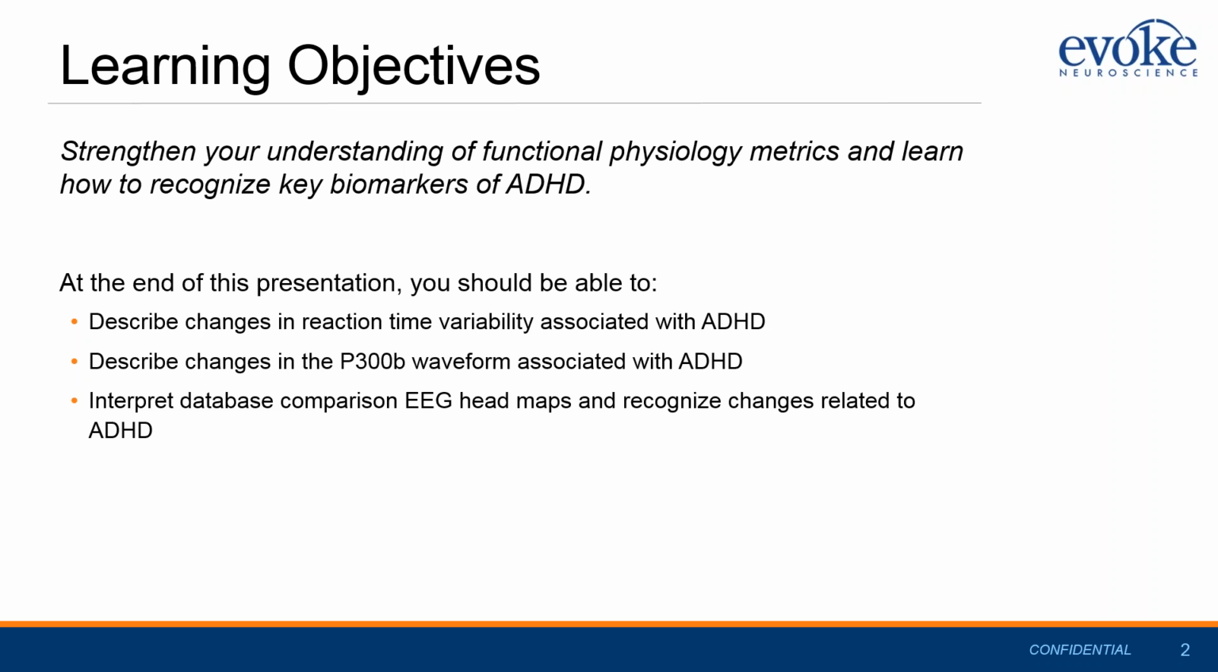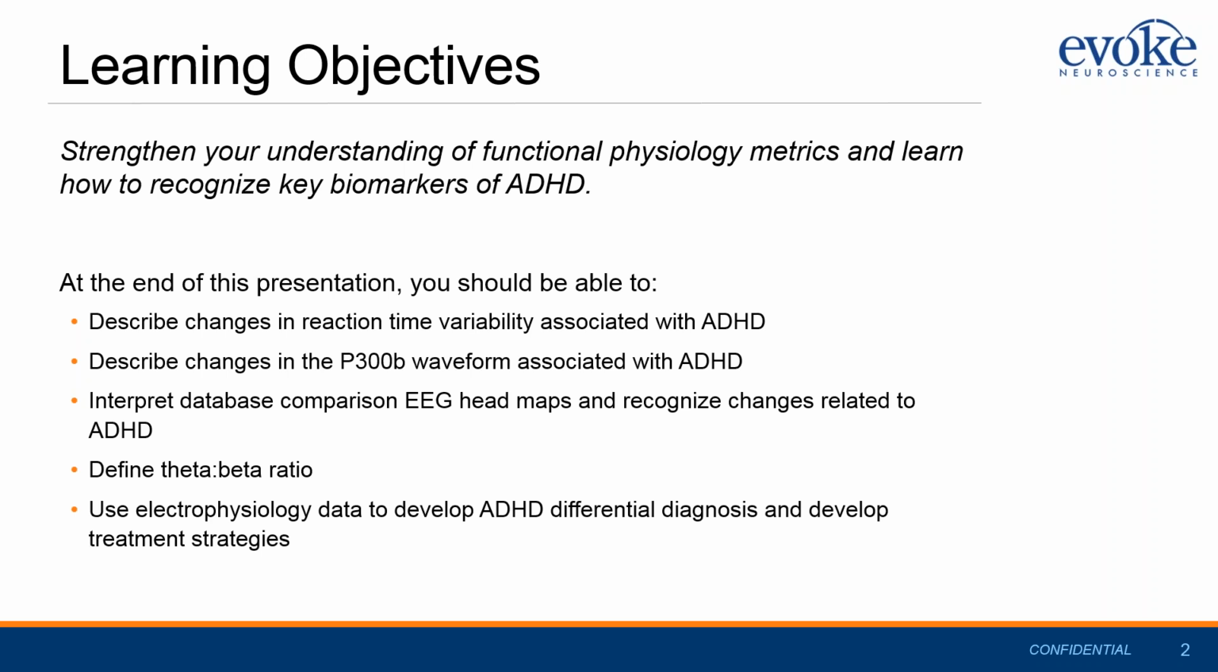We want you to interpret database comparison EEG head maps and recognize changes related to ADHD. We'll be defining the theta-beta ratio. That's another metric that might be new to you that we'll be reviewing today. And in the end, we want you to be able to use electrophysiology data to develop an ADHD differential diagnosis and develop treatment strategies.